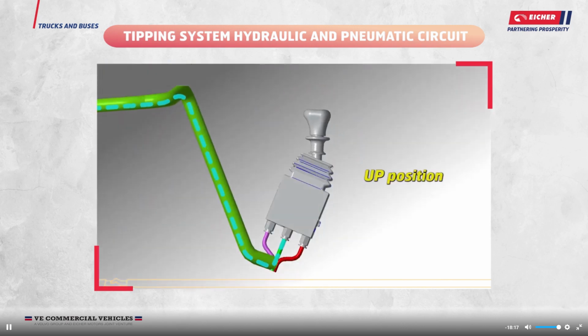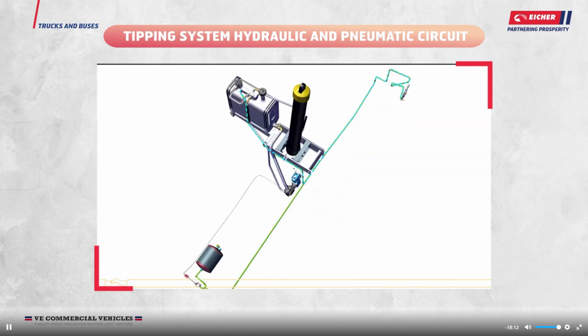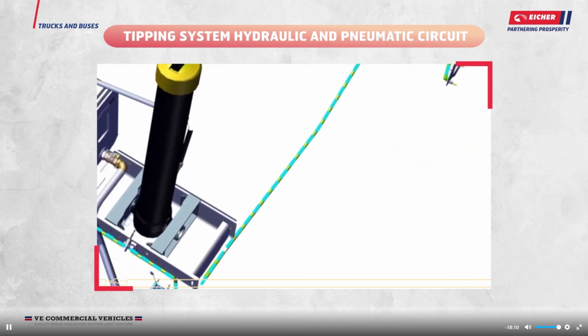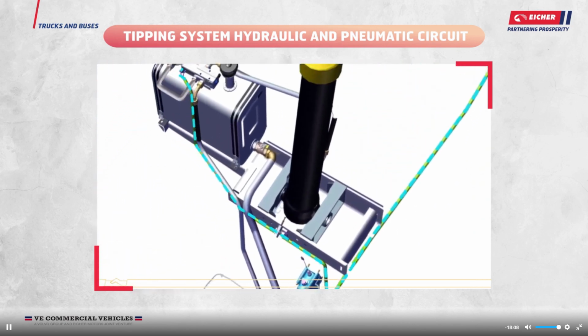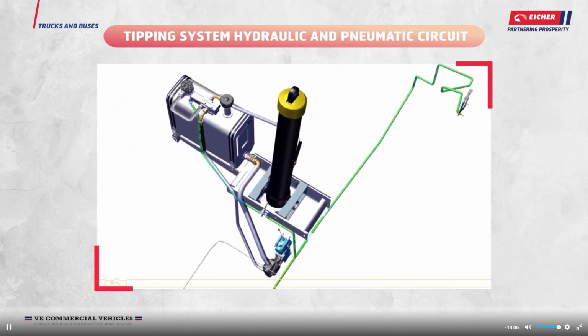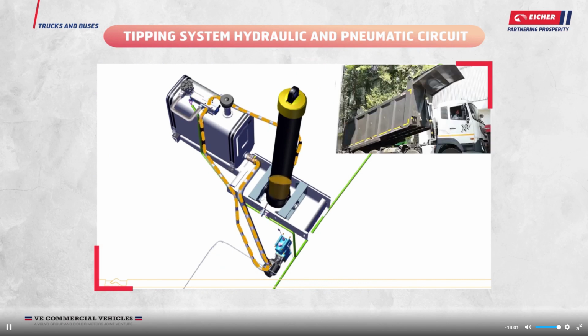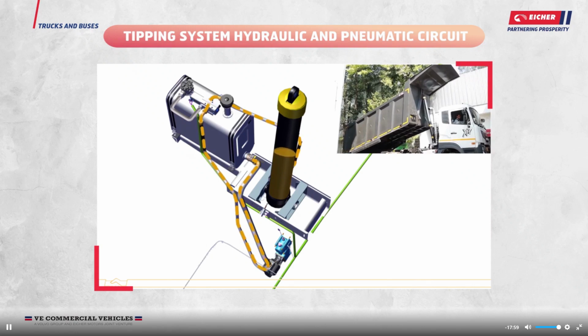When the tipping control valve is shifted to the up position, air will flow to the tipping valve to make connection with the pressure line through a one-way valve. In this process, pressurized oil is supplied to a hydraulic cylinder to lift the tipper body.